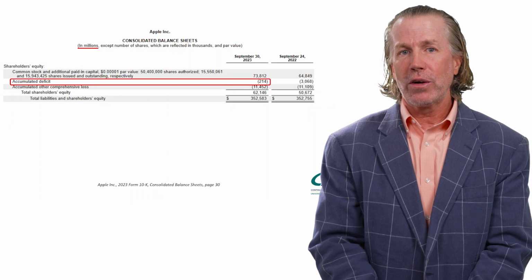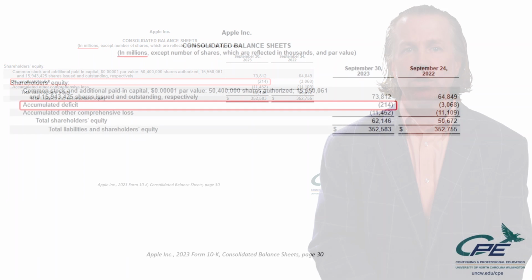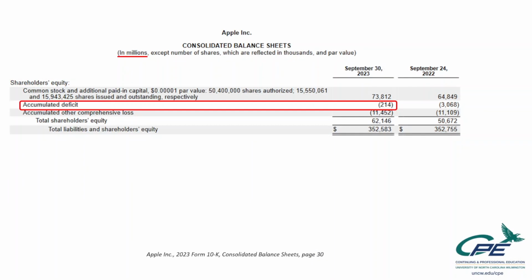Next would normally be retained earnings. However, because it is a negative amount, it is referred to as accumulated deficit instead. Apple has been very profitable for many years, so it is somewhat surprising that their retained earnings balance is negative. We will find out why it is negative when we look at the next financial statement.